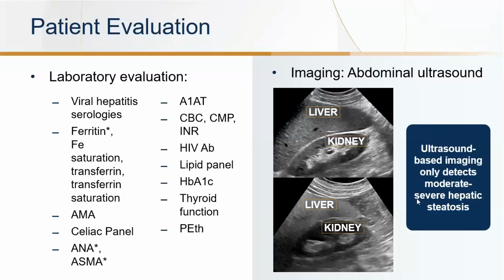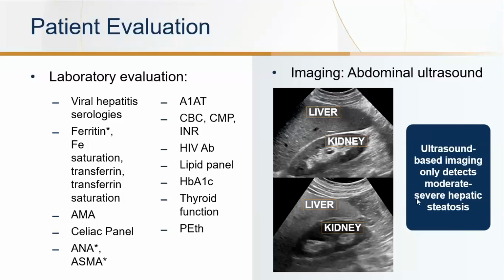And then the PEth is, the best way I know to describe it, your hemoglobin A1C, but for alcohol. So it assesses alcohol use within the past 30 days approximately. So if you don't think they're being truthful about their alcohol use, you can always get a PEth to assess that as well. And then obviously we always want to get some further imaging to look at the appearance and the size of the liver and also the spleen.